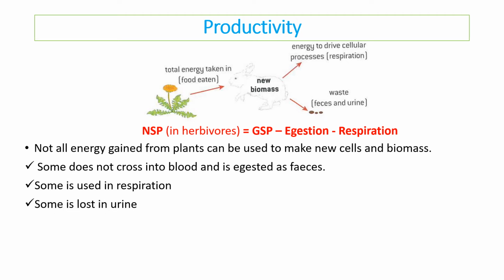So the net secondary productivity is the gross secondary productivity, take away egestion, i.e. what they release as waste, and take away respiration, i.e. what they use to keep themselves alive. Not all the energy gained from plants can also be turned into new cells. Some doesn't get absorbed, so therefore is lost as feces, hence you're taking into account this one. And then some, as we said, is lost in respiration, and some will be lost as a result of urine.